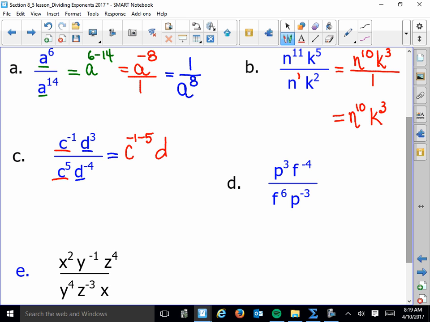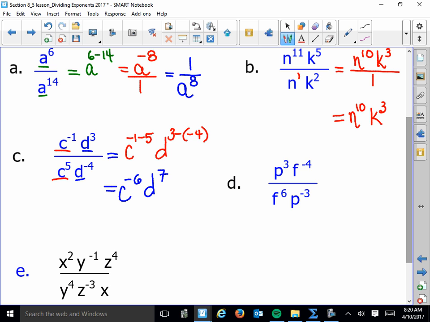multiplied by d to the 3 minus negative 4. I think it's really helpful to write this step out because it's easy to make a very simple sign error. So this simplifies to c to the negative 6 times d to the positive 7.